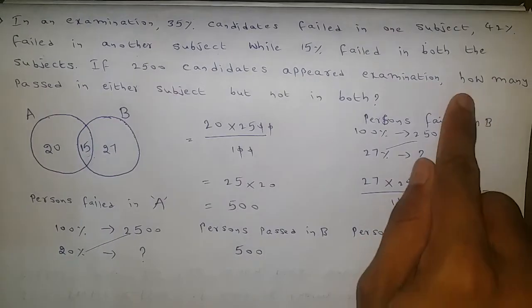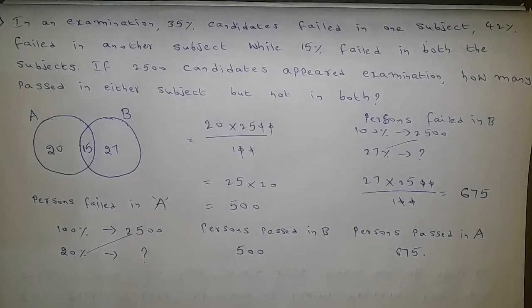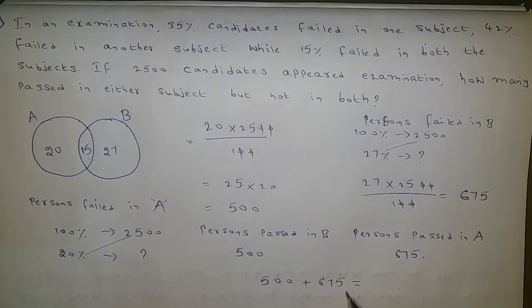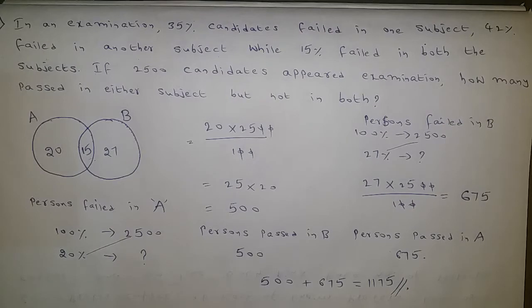Then he is asking how many passed in either subject but not in both. So just add these two. That is 500 plus 675, which is equal to 1175. So 1175 students passed in either subject but not in both the subjects.